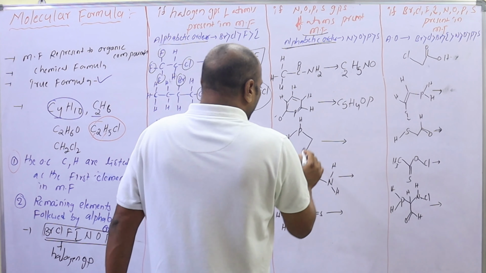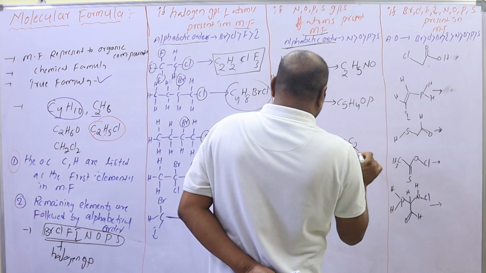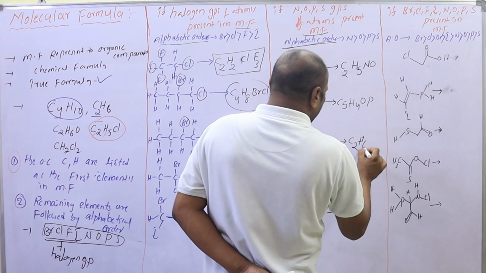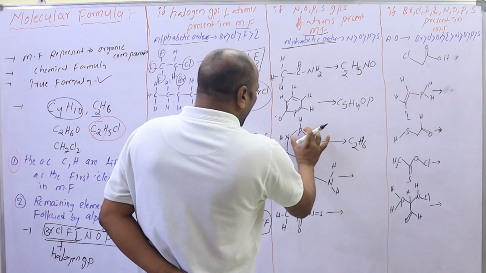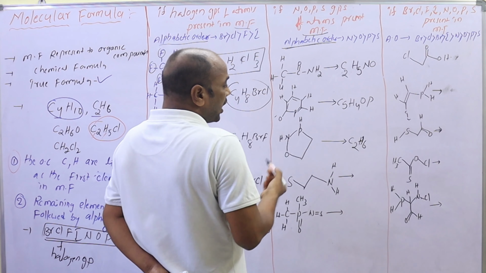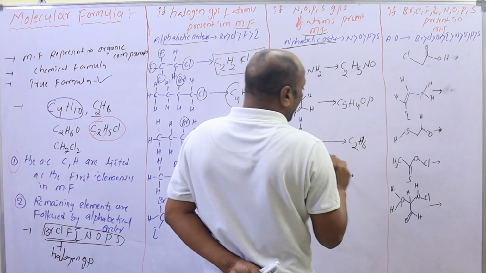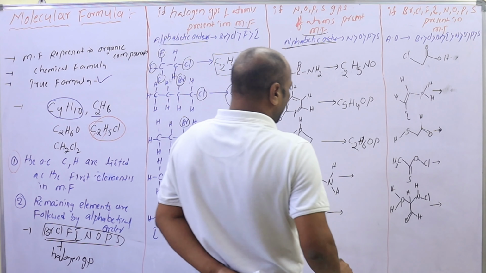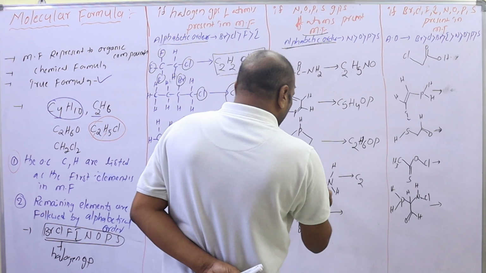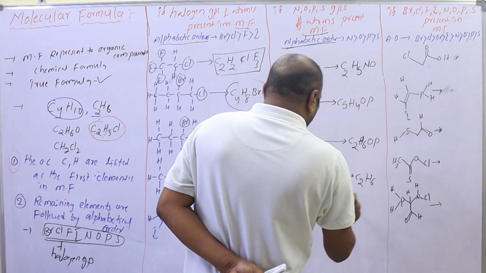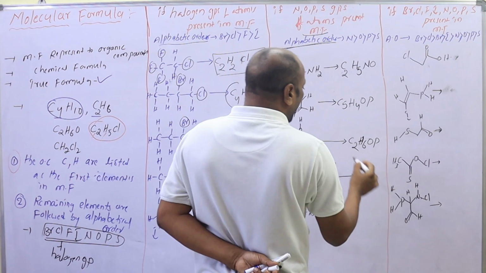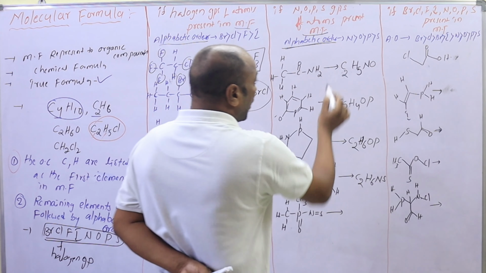phosphorus. And C2H6, 6 hydrogens, and oxygen and phosphorus. The remaining groups are only oxygen and phosphorus elements present in the molecule, so followed by alphabetical order. And in this, 2 carbons and 6 hydrogens, and the remaining groups are nitrogen and sulfur. It is followed by nitrogen and sulfur, by alphabetical order.